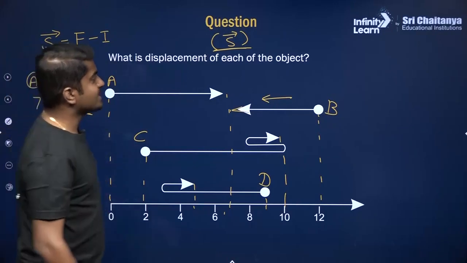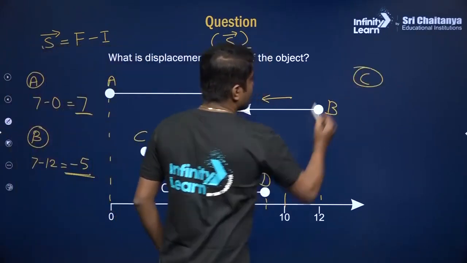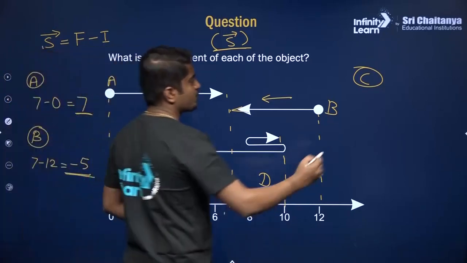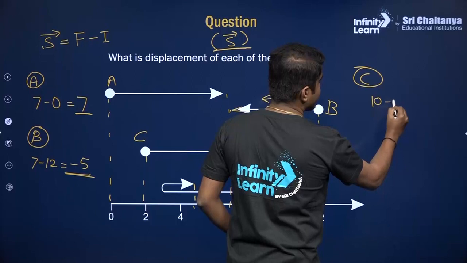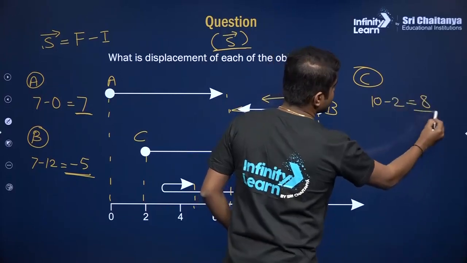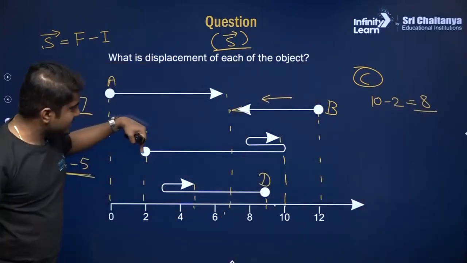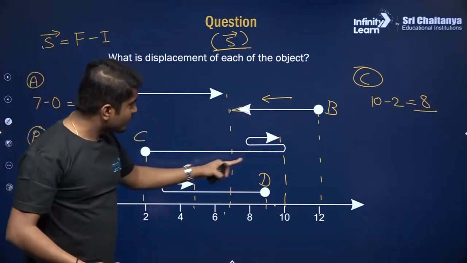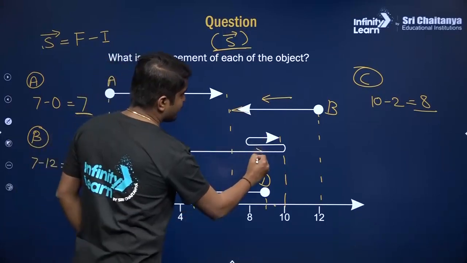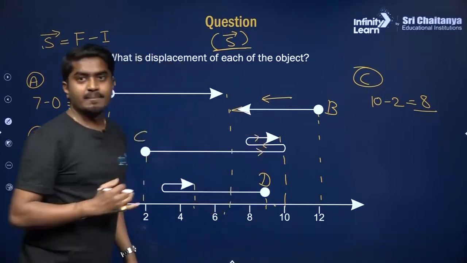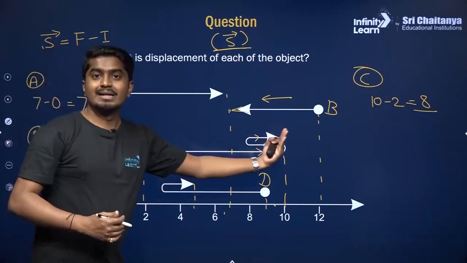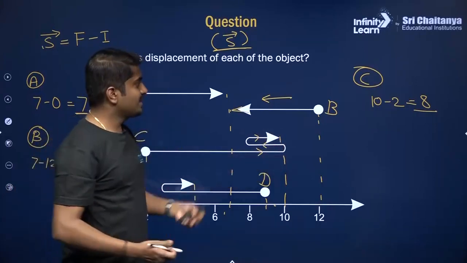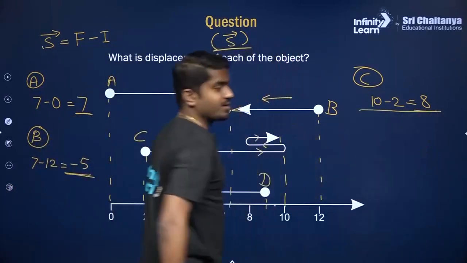Let's do object number C. For object C, the final position is 10, initial position is 2. So final position 10 minus initial 2, which is 8. So this is plus. Object C has a net displacement to the right. It was going to the right, then came back, then again going to the right. But the total net displacement is to the right. That is the reason the displacement is positive.